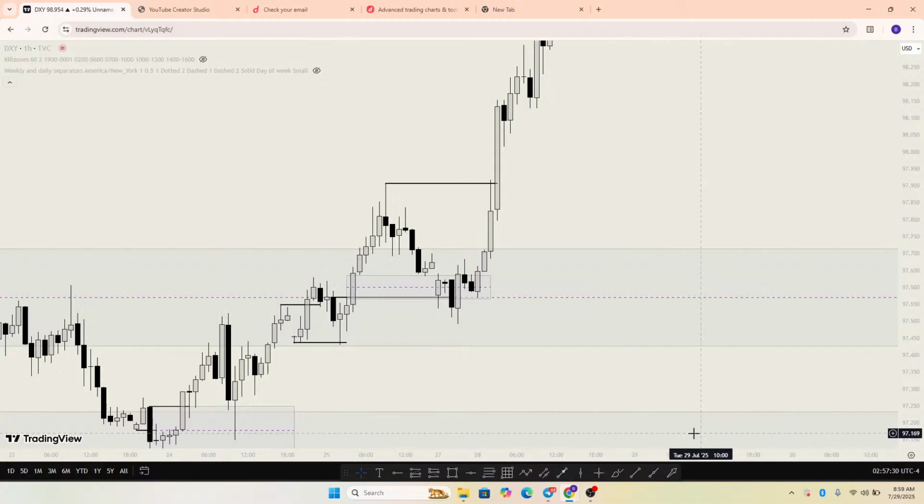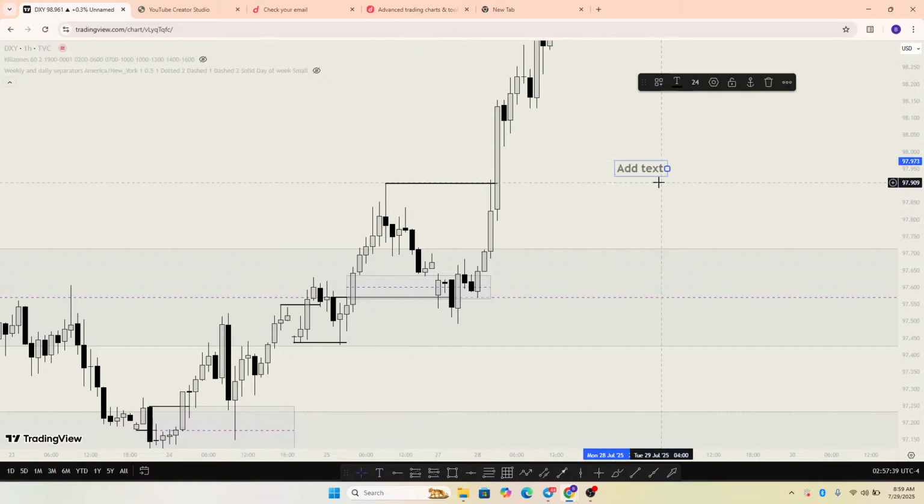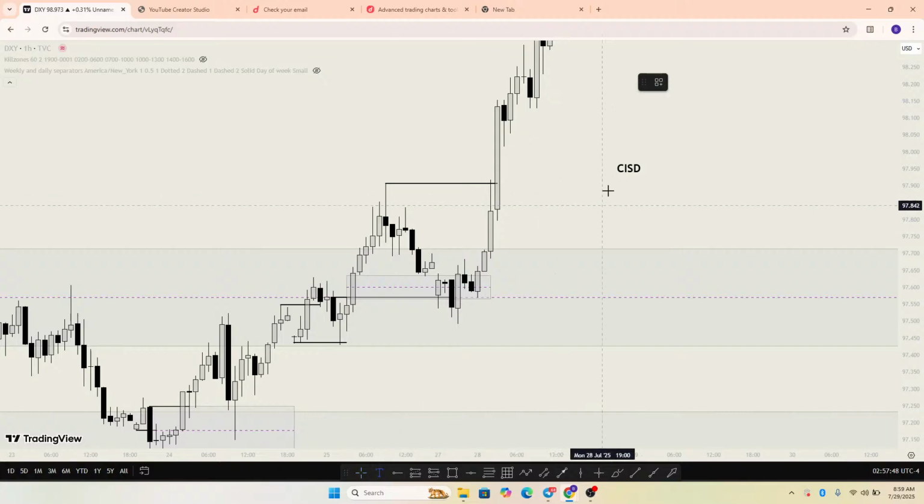So if you want to be, at least, perfect in taking entry at a price range, I want you to consider these three things. That is change in the state of delivery or order block. Also, you have to consider fair value gaps. Remember, at discount or premium. Then you have to also consider swing lows and swing highs.